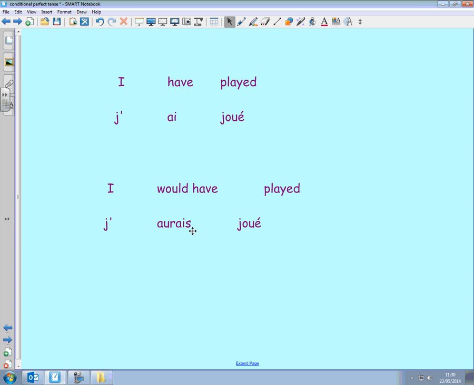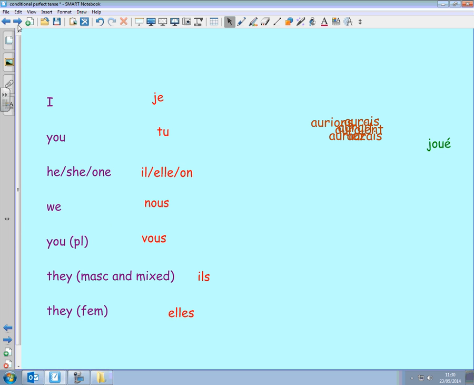So let's remind ourselves of the conditional tense of avoir, I would have, and then we can just add the past participle on the end. Make sure you've got pad and pen handy, or your booklets, or something to write on so that you can have a go yourself. So keep on stopping if you need to. These are all the people that we talk about in a verb, what we call the whole verb paradigm. Je, tu, il, elle, on, nous, vous, ils, elles. And the conditional of have, I would have, is this. So let's have a quick look at what we've got.